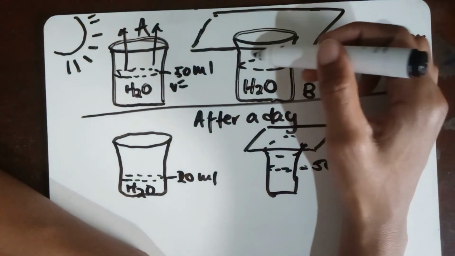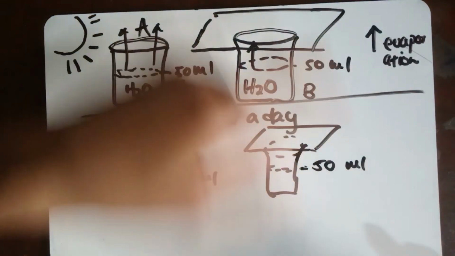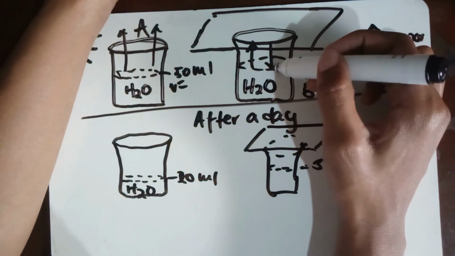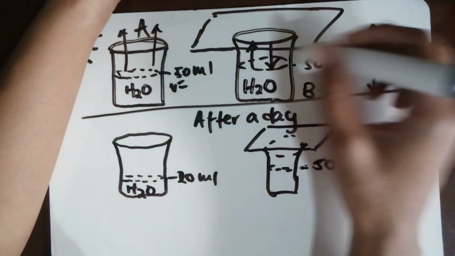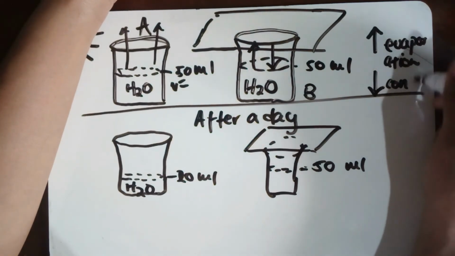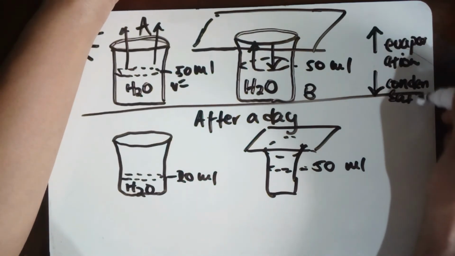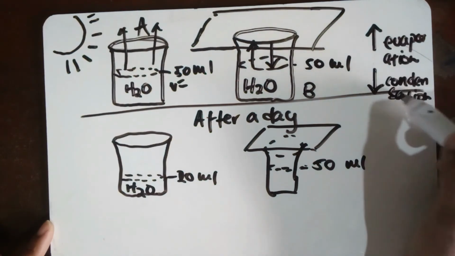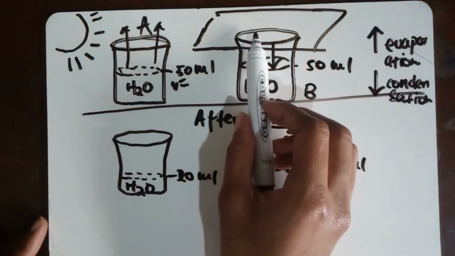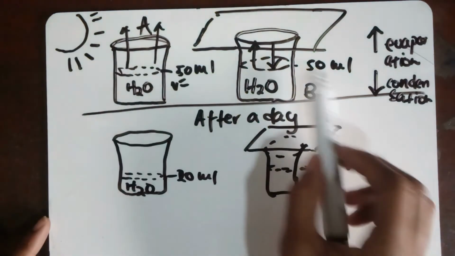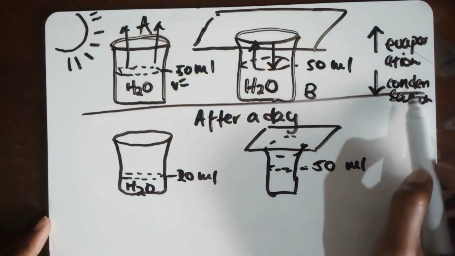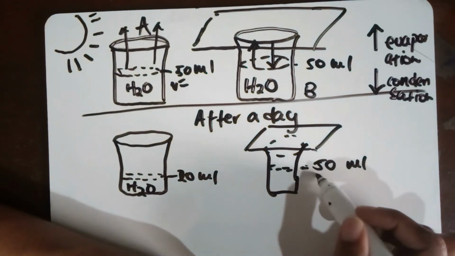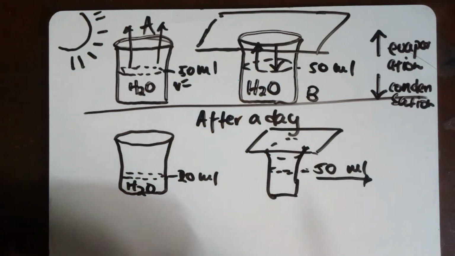The same thing is still happening here. We still have evaporation, but it doesn't actually go into the environment. That evaporation is turned back into liquid. So when gas turns back into liquid, we have condensation. So in this beaker here, the rate of evaporation is equal to the rate of condensation. As more water is evaporated as a result of heat, it is also condensed back into liquid. Hence, when you measure it after a day, you still have 50 milliliters. Nothing has changed. The volume of the water hasn't changed.